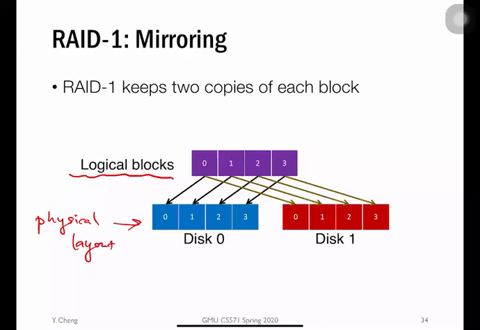Okay, so in the physical layout, the data is spread across 2 physical disks, namely disk 0 and disk 1. And the same data block gets duplicated, gets stored exactly twice. So block 0 is stored once under disk 0 and stored a second time under disk 1. That's the same for the rest of the 3 blocks. So this is called mirroring, which is easy to understand.